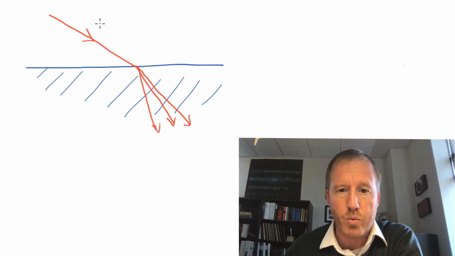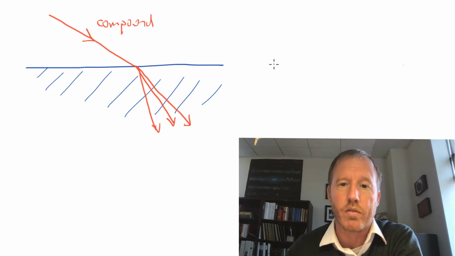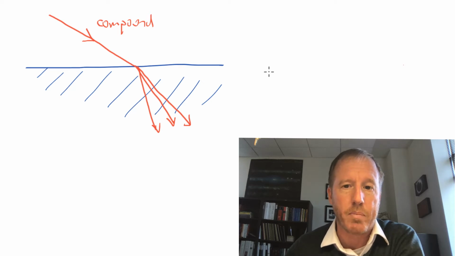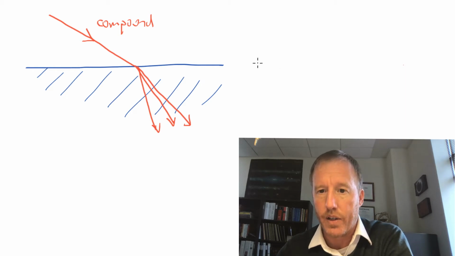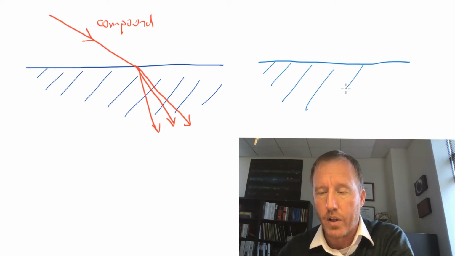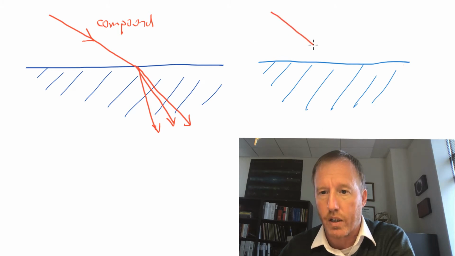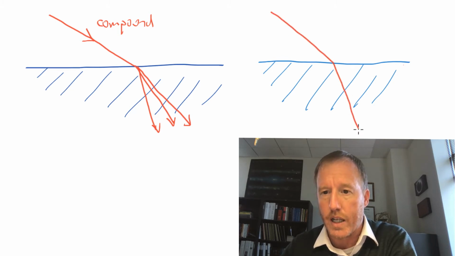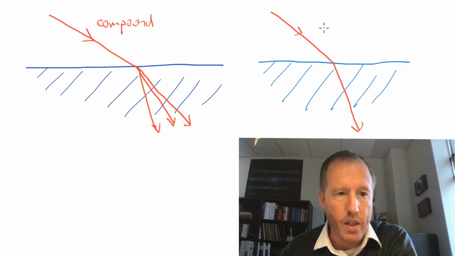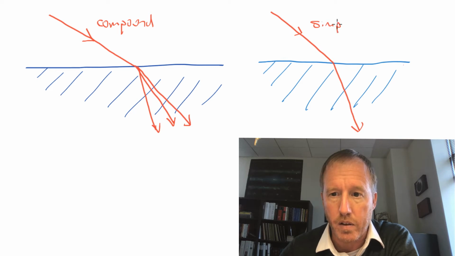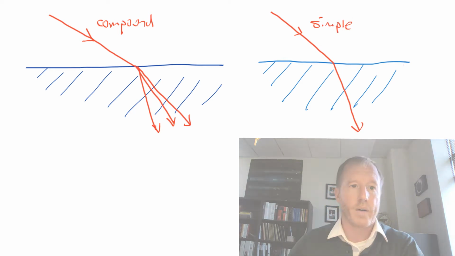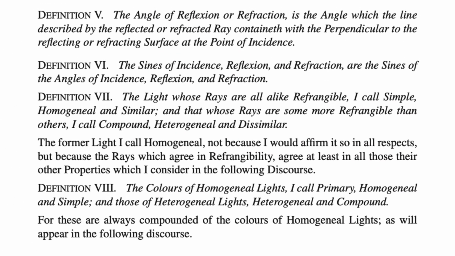And he would say that this would be a compound ray because it really is compounded of light rays of different kinds that bend by different amounts, have different refrangibilities when entering that medium. On the other hand, if you have a ray of light that is striking a surface, and when it does so, it retains its identity as a single ray, that would be, he says, a homogeneal ray, or a simple ray. Okay, that's what he means by this. Let's go on to definition 8.